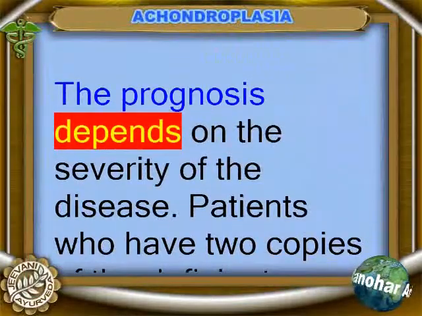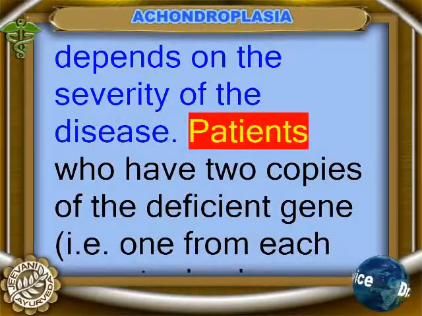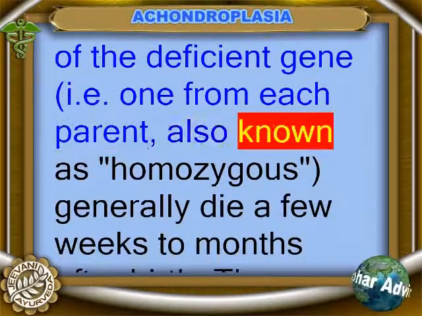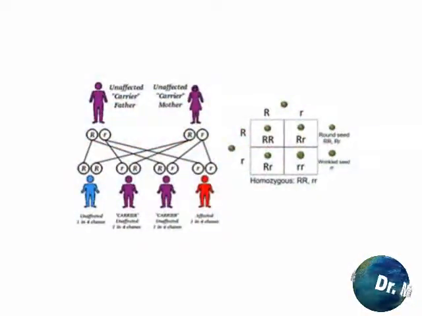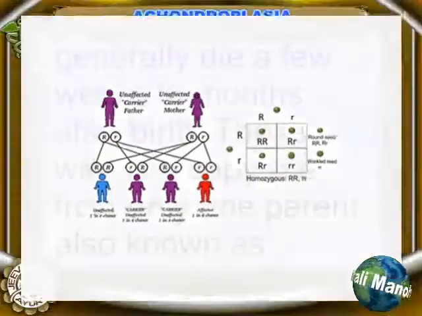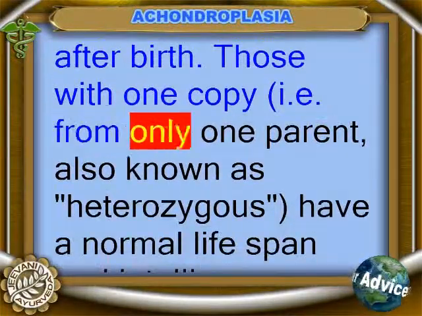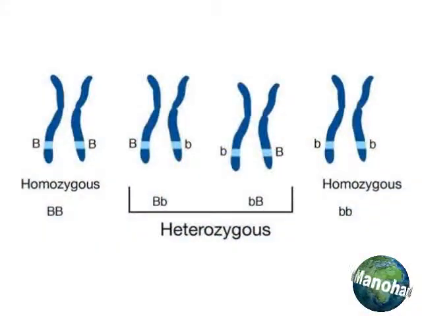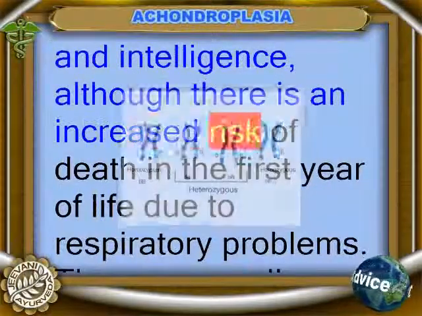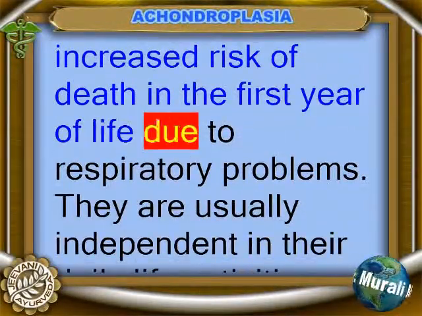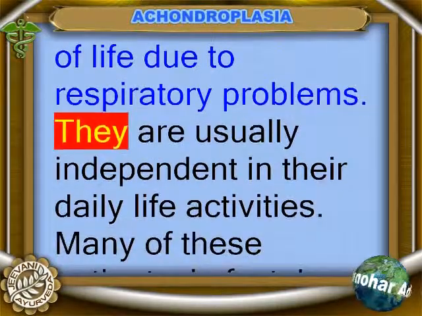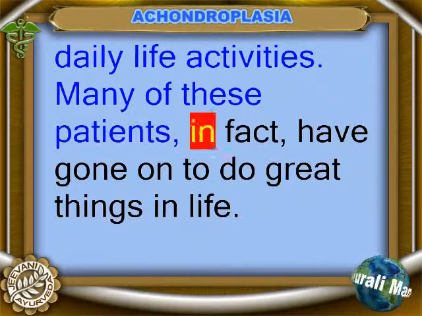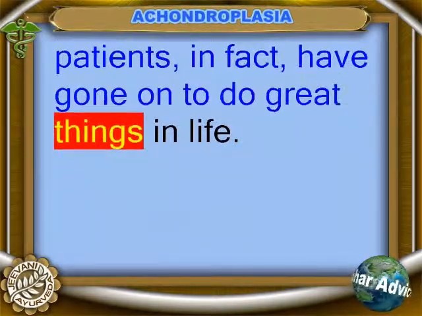The prognosis depends on the severity of the disease. Patients who have 2 copies of the deficient gene, that is one from each parent, also known as homozygous, generally die a few weeks to months after birth. Those with 1 copy, that is from only one parent, also known as heterozygous, have a normal lifespan and intelligence, although there is an increased risk of death in the first year of life due to respiratory problems. They are usually independent in their daily life activities. Many of these patients, in fact, have gone on to do great things in life.